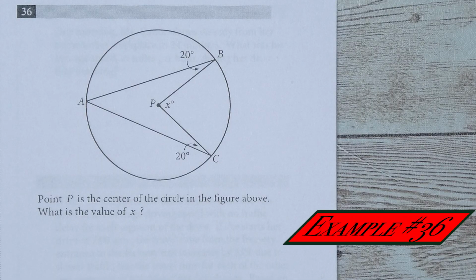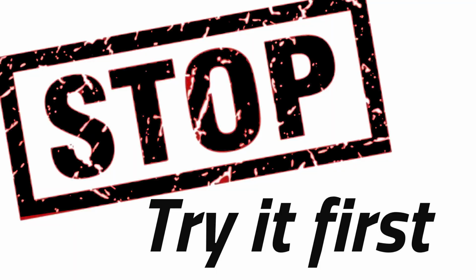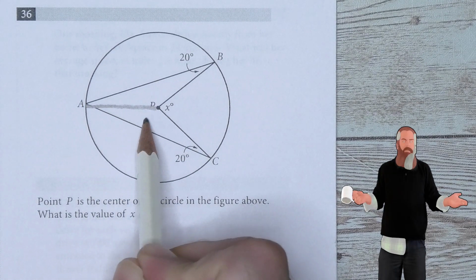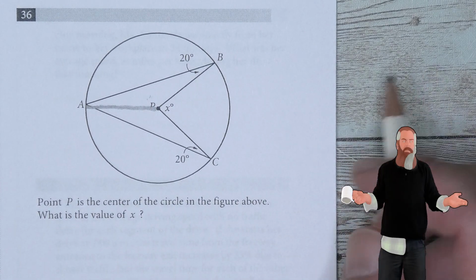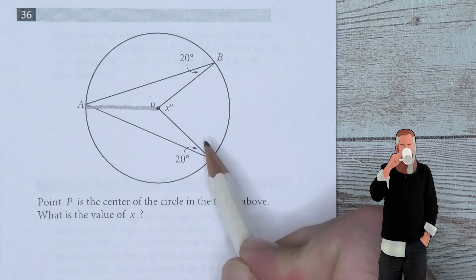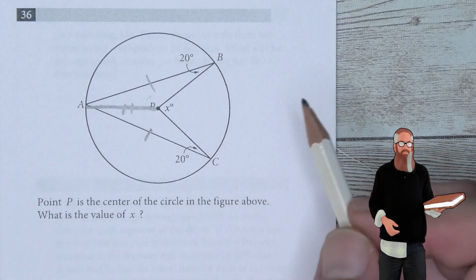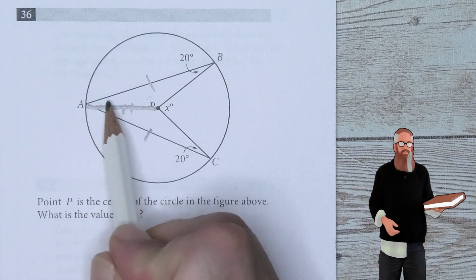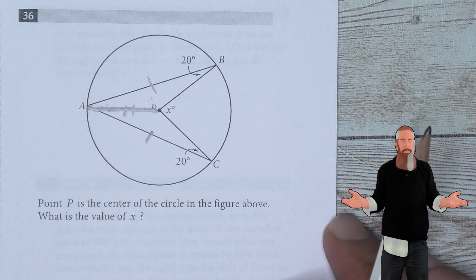Point P is the center of the circle in the figure above. What is the value of x? So one of the first things we're going to do is connect A to P. And the reason we're going to do this is we create two triangles that are the same. We can see that AB and AC are the same length, and that this center line is itself the same length as itself. Because we bisected angle A, these two triangles we can see are similar triangles.